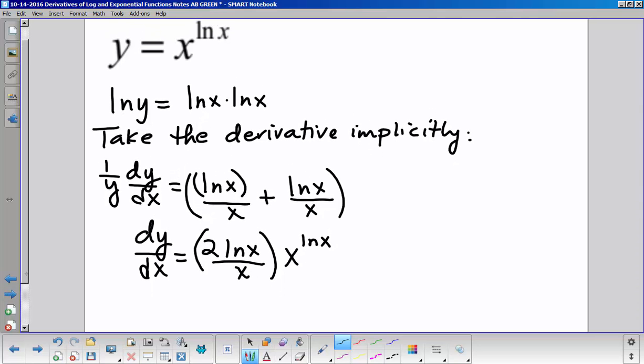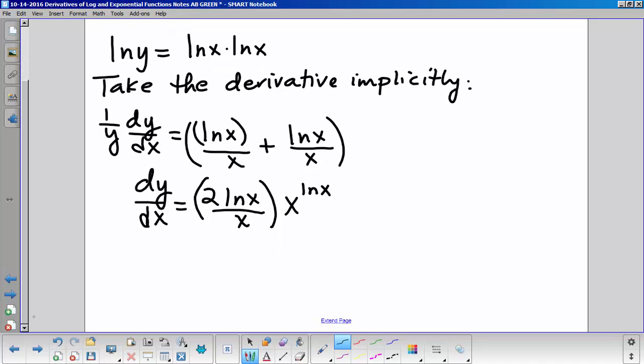Okay, so you didn't like the way he took the derivative? He went first times the derivative of the second, plus second times the derivative of the first, which is 1 over x. Got it. Now, I did this one on purpose because there's another way we can write this.